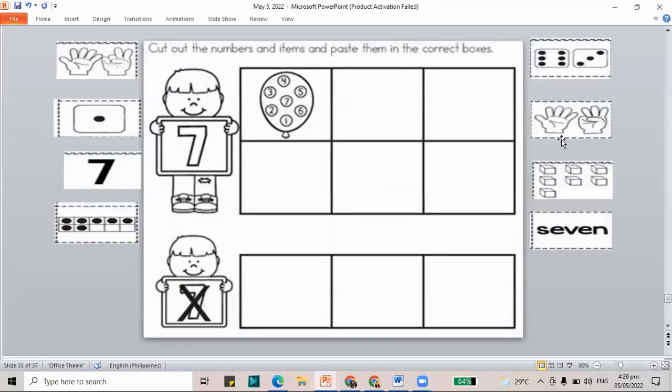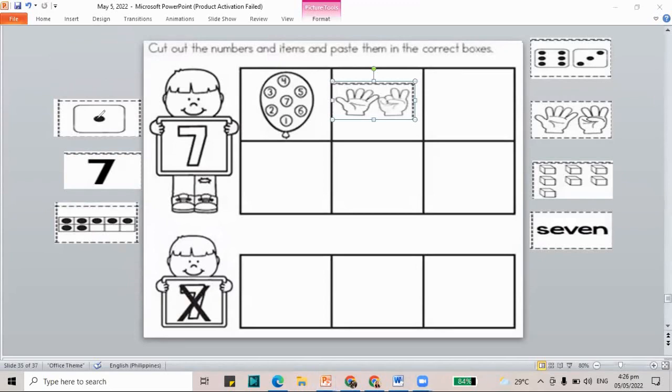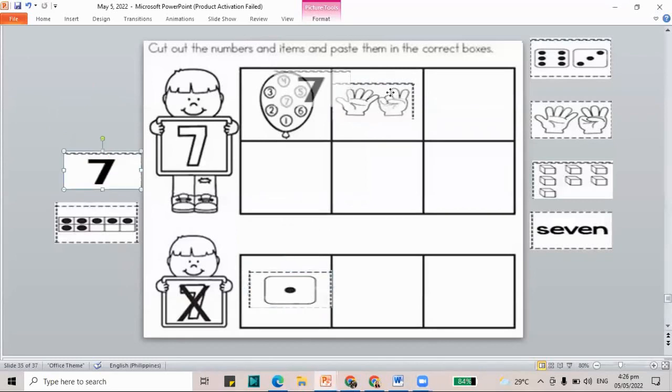But let's jump to the last worksheet, the last work for today. We have our number 7. Start first with our fingers on the screen. How many? 1, 2, 3, 4, 5, 6, 7. That shows 7. Let's paste this one. How about the dot? We have only one, not for number 7. This one is our number 7. Coming out of heaven, that's 7.